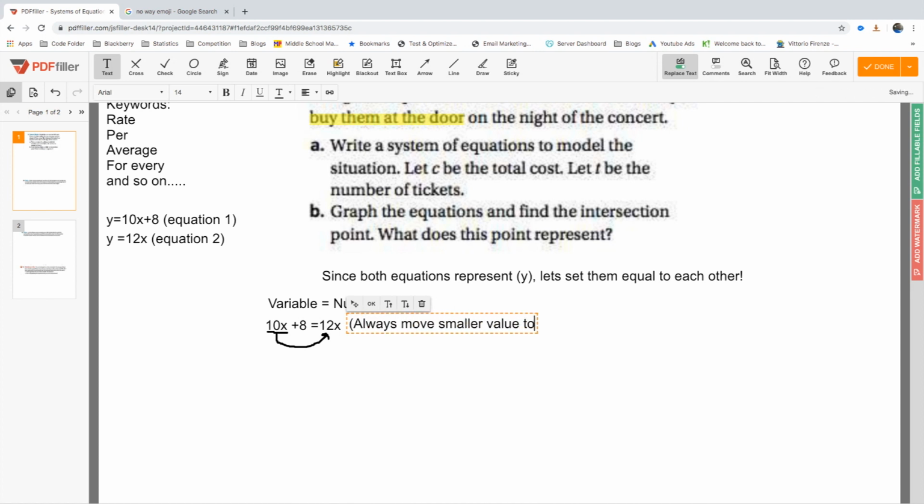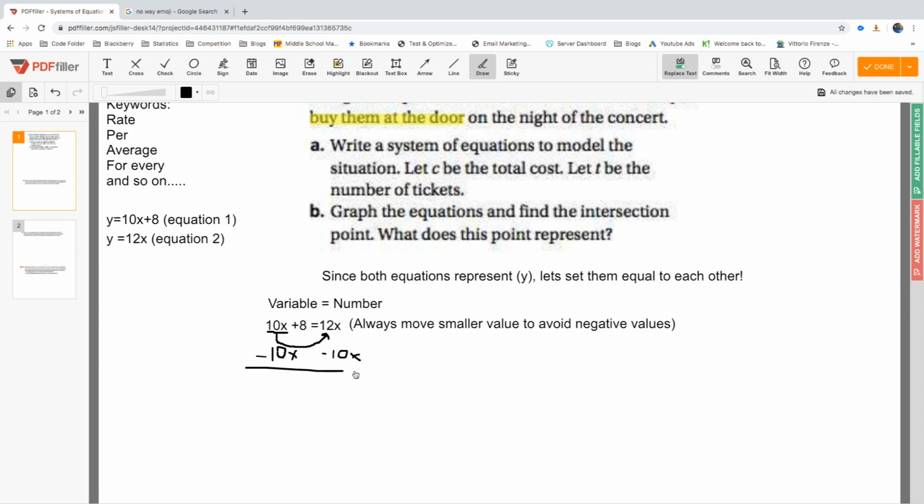So the rule here is always to move the smaller value. So in this case, I'm going to move this 10x using properties of equality. That simply means I'm going to subtract by 10x on both sides. Minus 10x, minus 10x. I'm going to cancel out on this left side, leaving me with an 8 equals, and then 12 minus 10 is going to give me a 2x.